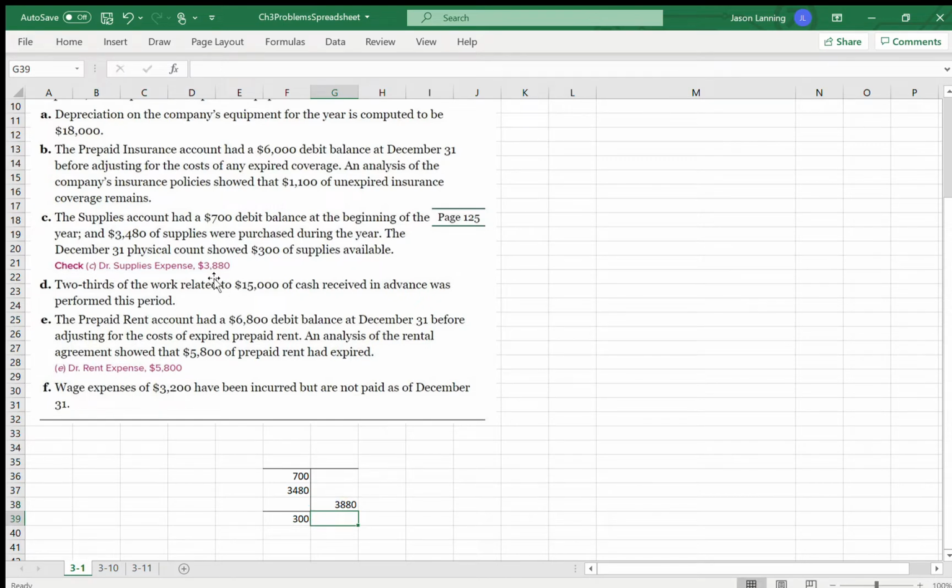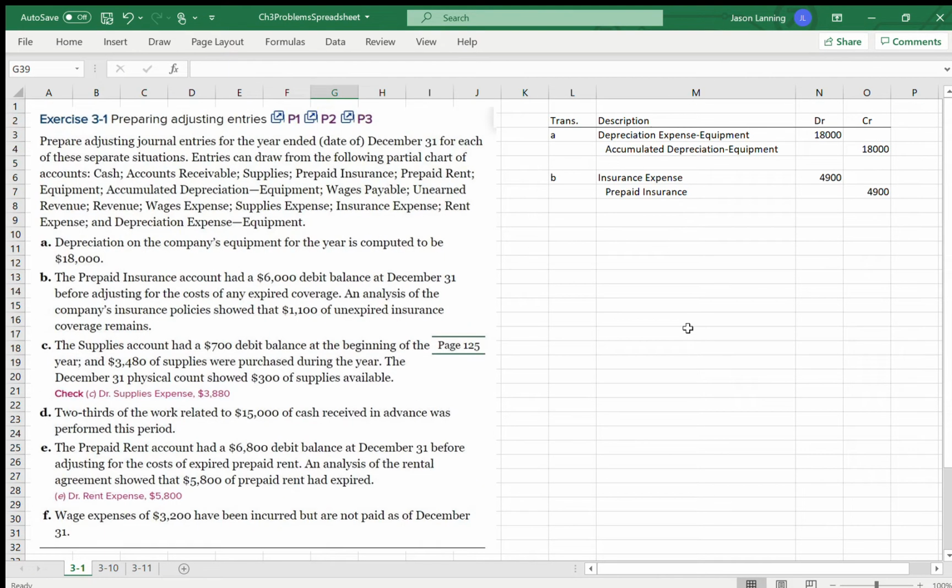And of course, they cheat for us and tell us to debit that here. But anyways, we're going to debit supplies expense for the $3,880. And then we will credit our supplies because now we don't have that much in supplies, and supplies being an asset, if it decreases again, we have to credit that. So supplies will be credited $3,880.